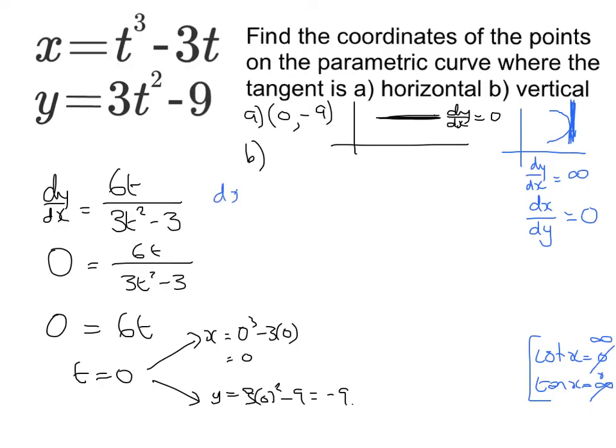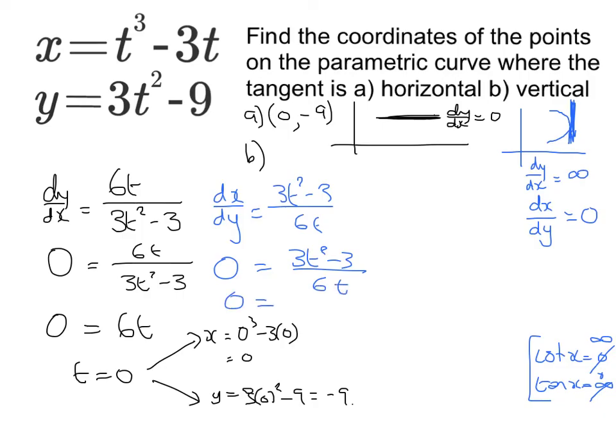Now dx by dy is just the reciprocal of dy by dx, so it will be 3t squared minus 3 over 6t. So if we solve that is 0, multiplying both sides by 6t, remembering that anything times 0 is 0, we get 3t squared minus 3. And if we solve that equation, we get t squared is 1, so t is plus or minus 1. Okay, let's feed that in.